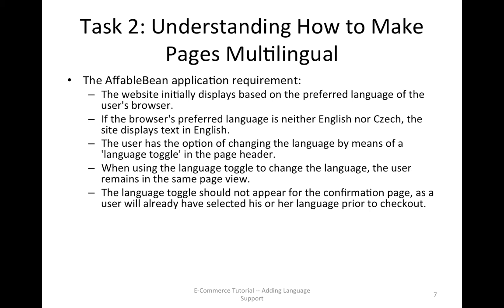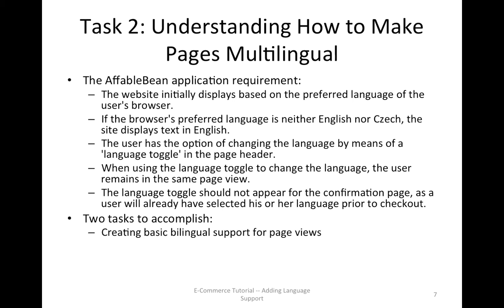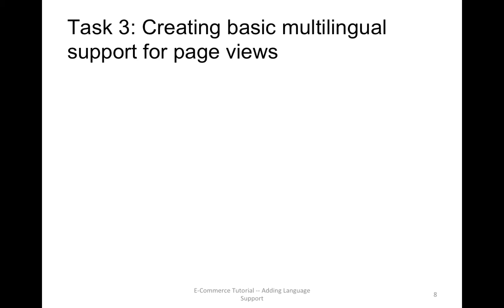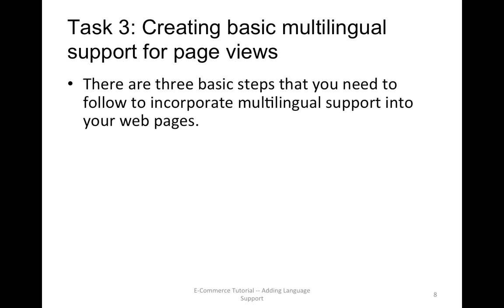So, we have two tasks to accomplish. First, creating basic bilingual support for page views. Second, implementing the language toggle that enables users to manually switch languages. So our task 3, creating basic multilingual support for page views. For our case, we only created basic bilingual support for this page view because we only need to support English and Czech. There are three basic steps that you need to follow to incorporate multilingual support into your web pages.